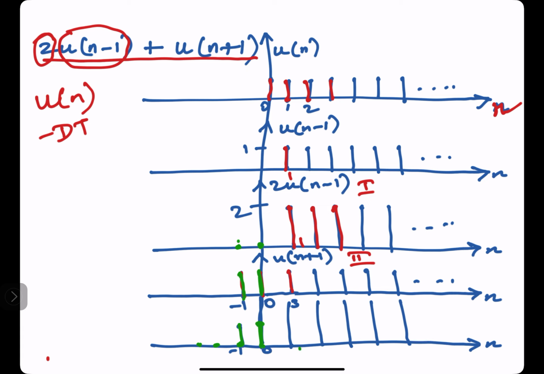And then at 1 what happens? Here we have a 1 in this u of n plus 1, and in this 2 u of n minus 1 we have a 2. So this 2 plus 1 will give us 3. So from n equivalent to 1, it is 3 for this signal. Till infinity it will go on, and the amplitude is 3. So this is the resultant signal.